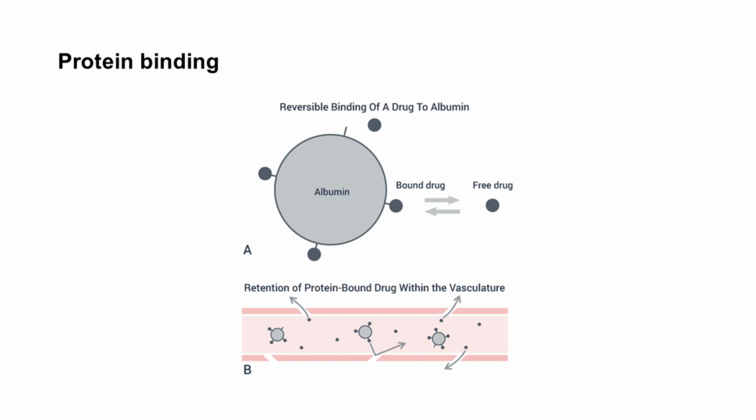This keeps the balance between free and bound drug in the blood. For instance, as free drug leaves the blood, a proportion of bound drug is freed to maintain the ratio. Similarly, if free drug enters the circulation, a proportion of free drug becomes bound to maintain the ratio.